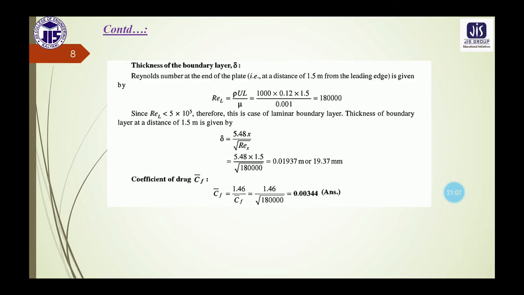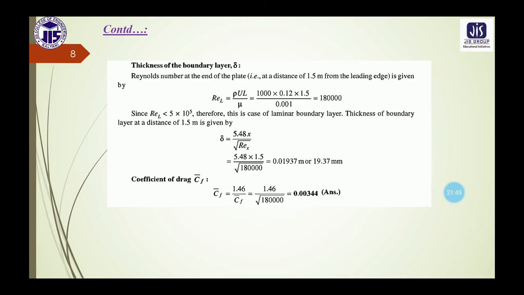From the table, we have seen that the formula for the boundary layer thickness equals 5.48x by root under Re_x. So that means we first need to find the local Reynolds number. What is the value of the Reynolds number at the end of the plate? The formula for the Reynolds number is known to us: rho U L by mu. Because the flat plate is given, the length of the plate, L, will be considered here in the formula of the Reynolds number.